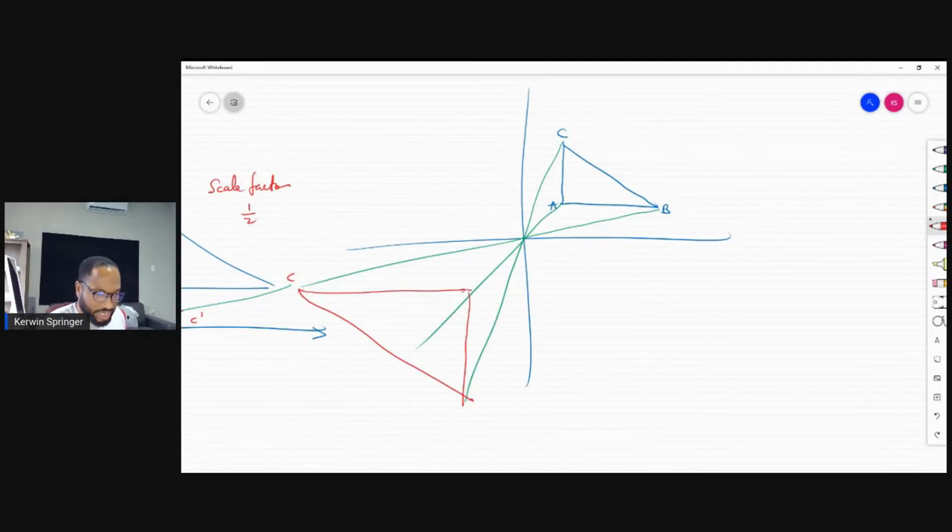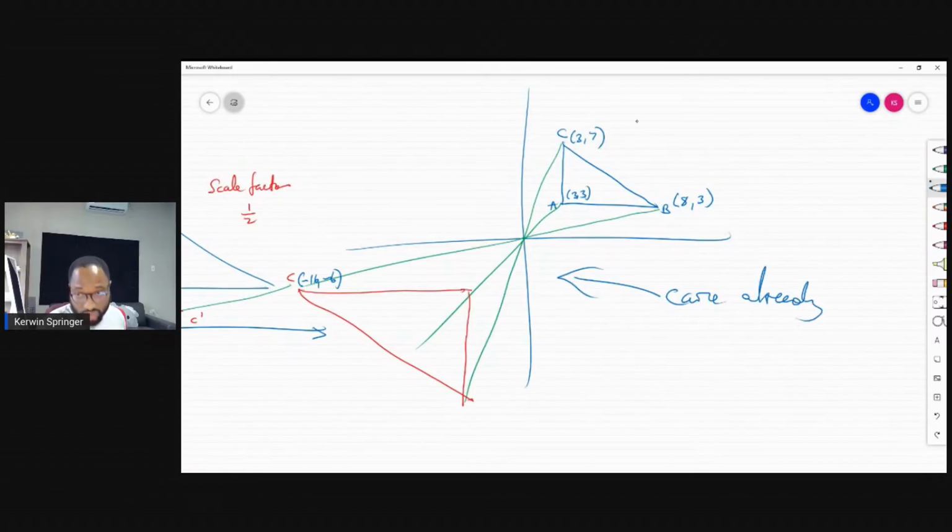Y'all understand what's happening there? Let me get the points. Like if this point was 3, 3, and this point was 3, 7, and maybe this was 8, 8, 3, and this point across here, you would multiply this by 2, but -2. So you'll get like -16, -6. This is what you do if the scale factor is negative.